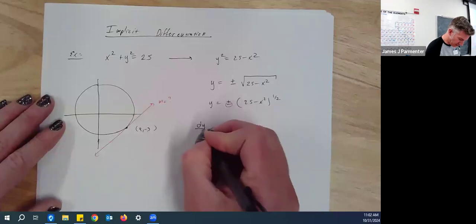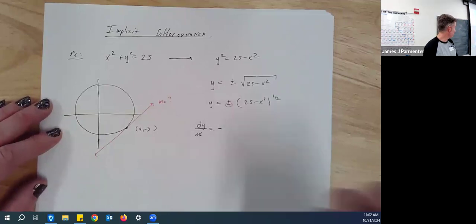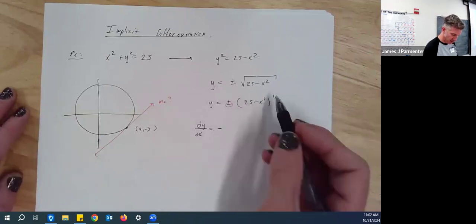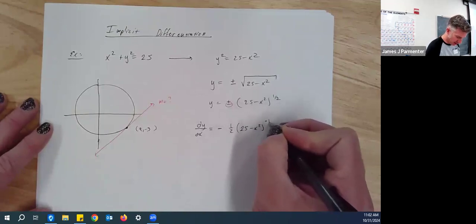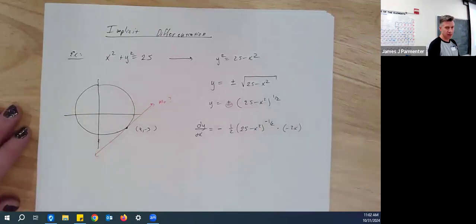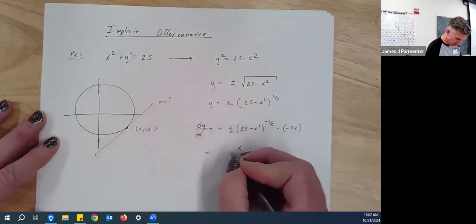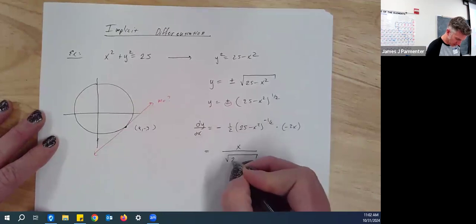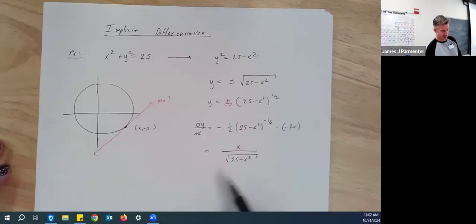So now let's find the derivative. The derivative for this bottom half is going to be, well, the negative sign hangs out in front. We're going to use the chain rule. The derivative of some stuff to the 1/2 power is 1/2 times our stuff to the negative 1/2 power times the derivative of our inside stuff, which is negative 2x. I would probably simplify this. I would rewrite this as positive x over the square root of 25 minus x squared. The -2 and the -1/2 cancel, and the (25 minus x squared) to the -1/2 becomes the square root of 25 minus x squared in the denominator.